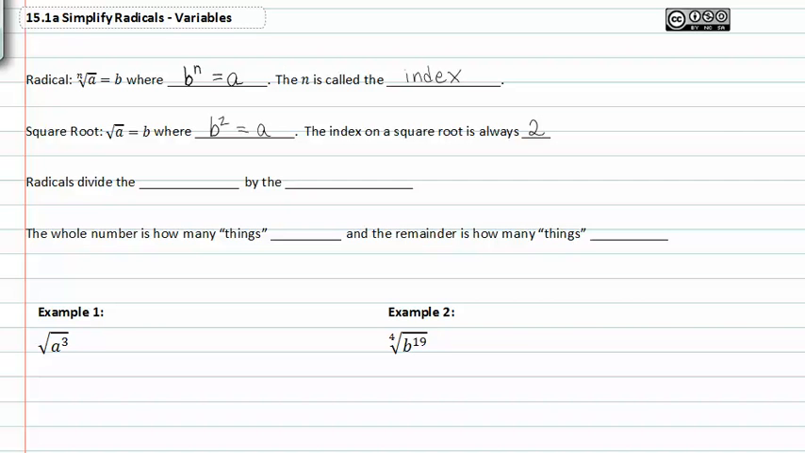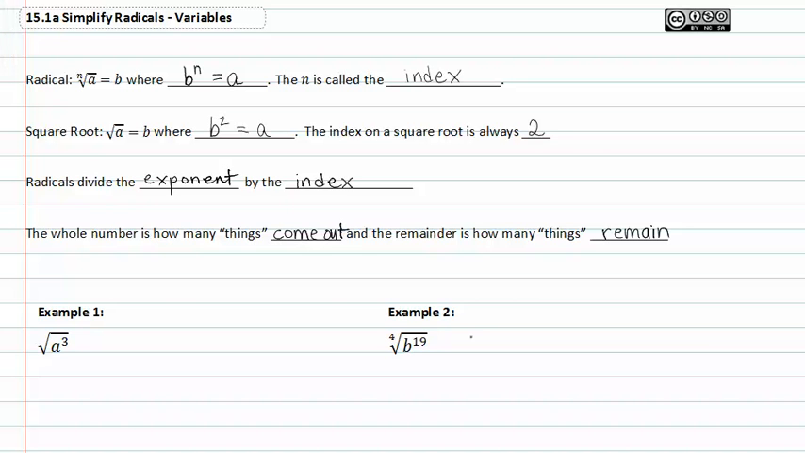Radicals divide the exponent by the index. When we divide the exponent by the index, the whole number is how many things come out of the radical sign. And the remainder is how many things remain or stay under the radical sign.